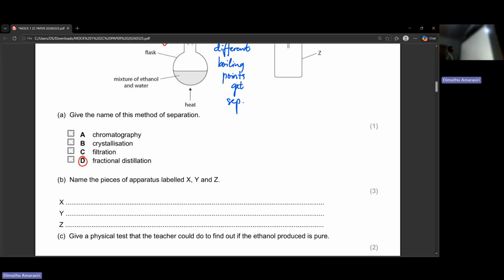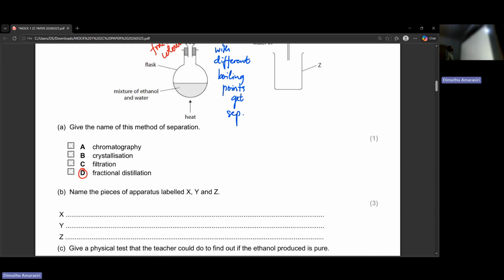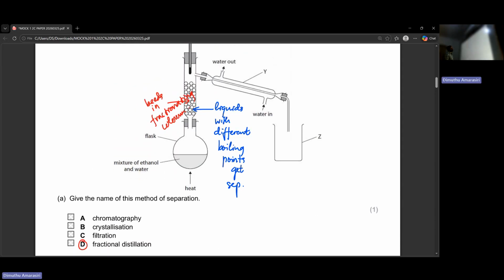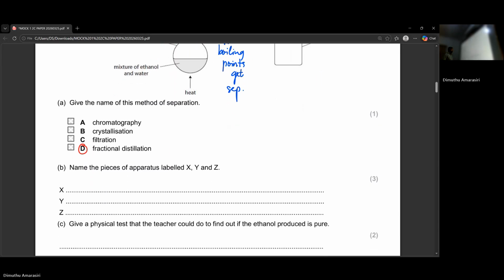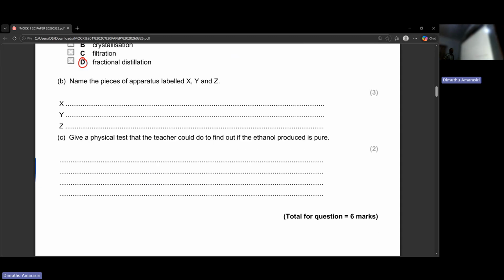Name the piece of apparatus labeled X, Y, Z. X, thermometer. Y, condenser. Z, beaker. The brown thing is the flask, right? You can say round bottom flask or the flask. No, there was another question in the paper also regarding fractional distillation.